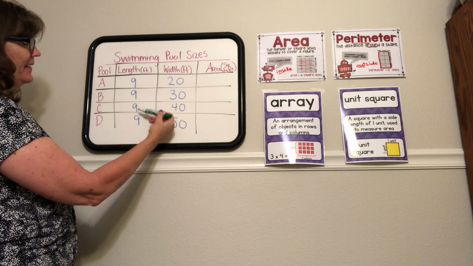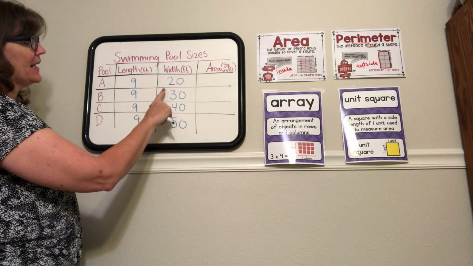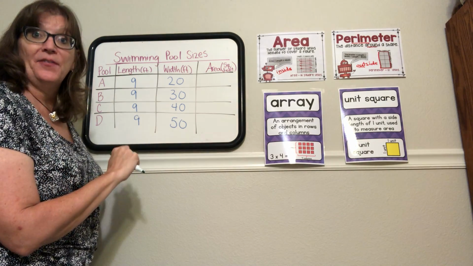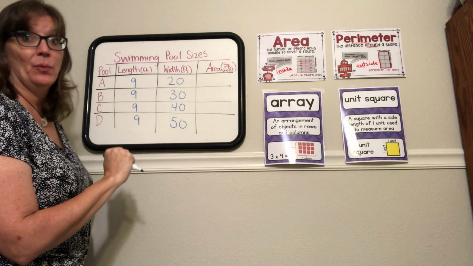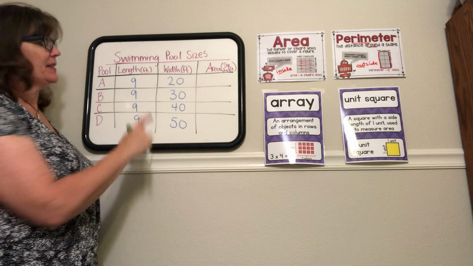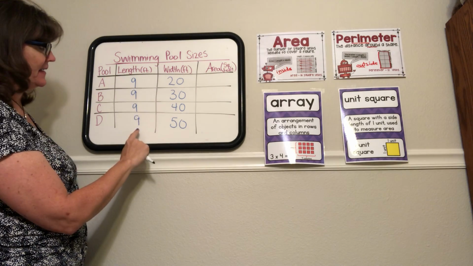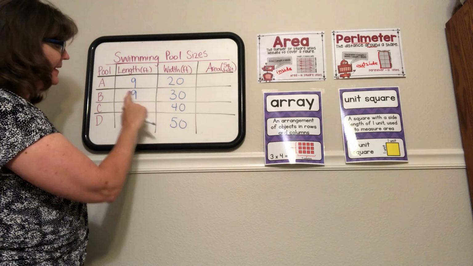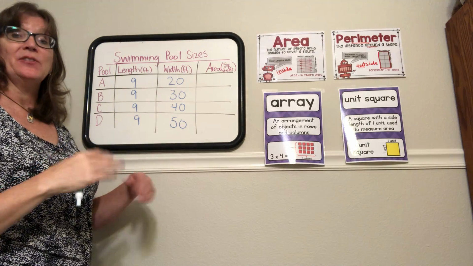The length is all 9 feet. So the length stays the same. Here the width changes, 20 feet, 30 feet, 40 feet, and 50 feet. So what do you notice about the width of each of the pools? Well, I notice that they're increasing, and I also notice that it's increasing by 10. Okay, they're increasing by 10. The length stays the same, but the width is increasing by 10. So I'm going to find the area.